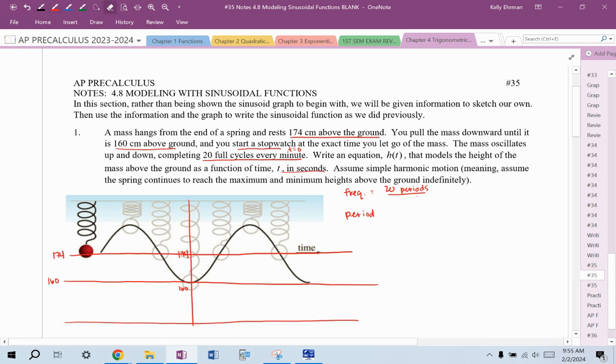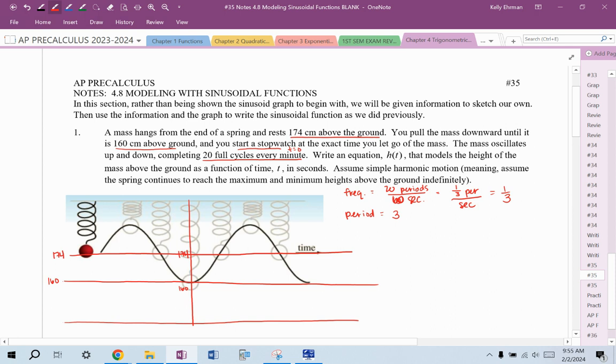Because we need to write the equation that models the height above the ground as a function of time in seconds, we need to make one adjustment to this: 20 periods in 60 seconds. What is that? That's 1/3 of a period per second. So the frequency is 1/3. All right. What does that mean? It means that the period is 3.